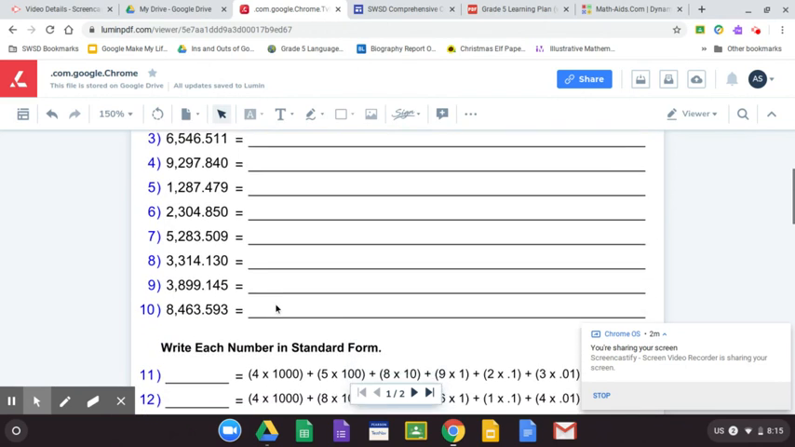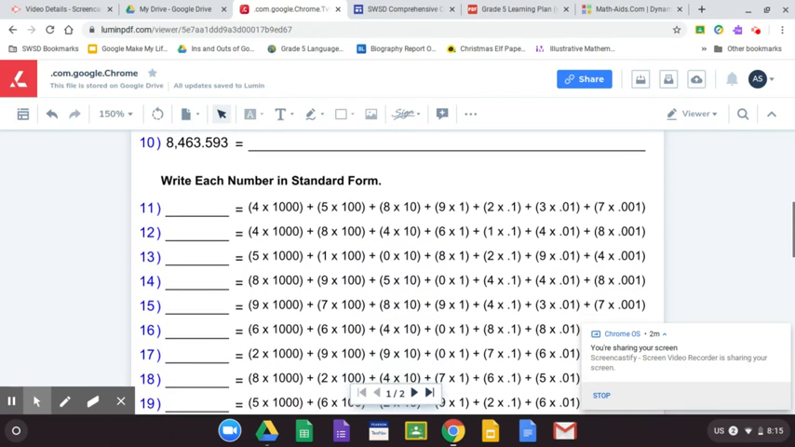Then down here, you're actually going to take it from expanded form and make it into standard form. So that means just the digits. This page is where the place value chart might be able to help you. So here I have a 4 in the thousands place. So then I check again. Okay, it says 5 times 100. So the 5 is in the hundreds place.